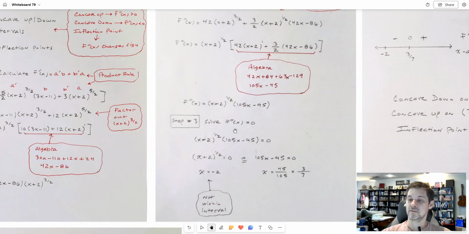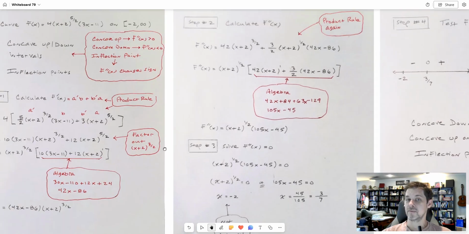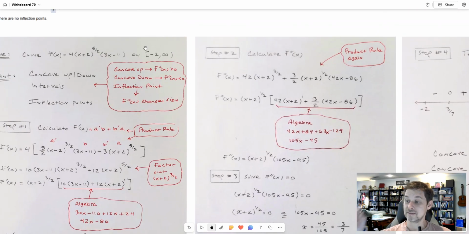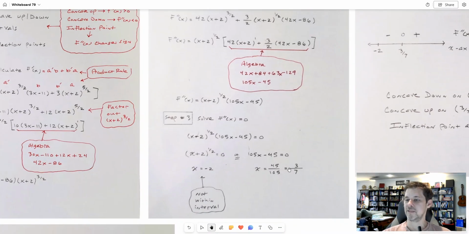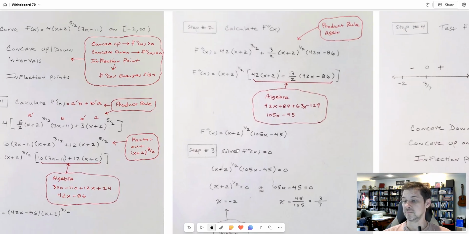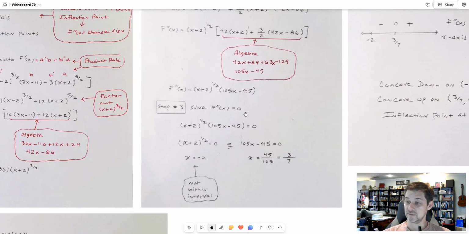It's a product. The product of two things being 0 means that one or the other of those things has to be 0. The only way to multiply and get 0 is to multiply by 0. So either x plus 2 to the 1/2 power is 0, or 105x minus 45 is 0. Okay? This one gives me a solution of -2. Now, I guess -2 does make that second derivative 0, but it's not within our interval. It's not inside of the interval. So it doesn't give us any good information. But this other solution from that one, 3/7, that is within the interval. So here is our 0 for the second derivative. The number that makes the second derivative 0 is 3/7.